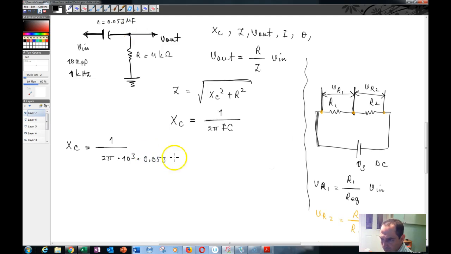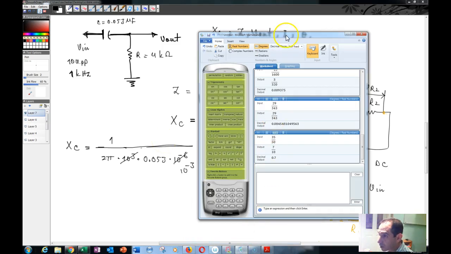0.053 microfarad, so times 10 into 10 raised to the power negative 6 farad. And if you do this calculation, you can simplify it a little bit, so that would be 10 raised to the power negative 3. And you can use a calculator, for example, something like this.